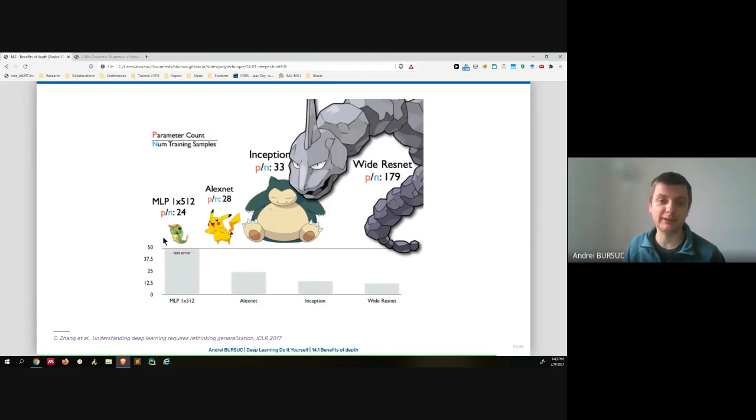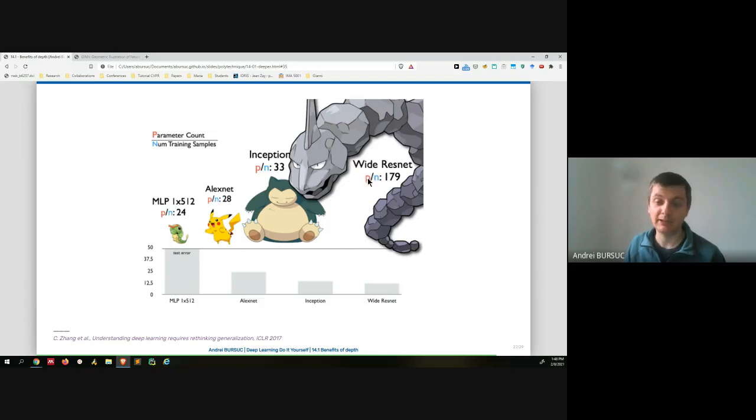So this is a nice plot from Zhang et al., where they analyze the size of the network, right? So we have here a regular MLP. We go to AlexNet, then to Inception, and then to a wide ResNet, and it's plotted against the error on images. So we see that as the network gets bigger, the error goes lower. So again, it's contradicting a bit the findings that we had from machine learning from before.